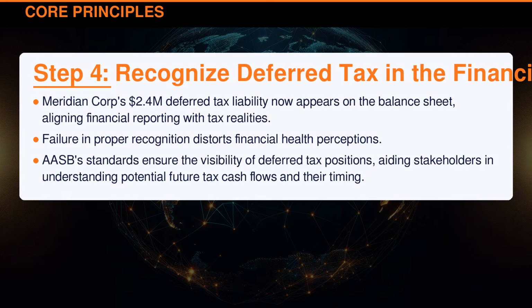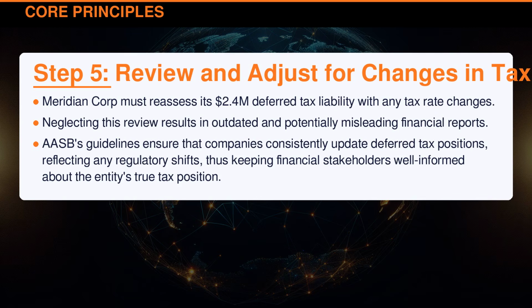Meridian Corporation must reassess its $2.4 million deferred tax liability with any tax rate changes. Neglecting this review results in outdated and potentially misleading financial reports. AASB's guidelines ensure that companies consistently update deferred tax positions, reflecting any regulatory shifts, thus keeping financial stakeholders well informed about the entity's true tax position.